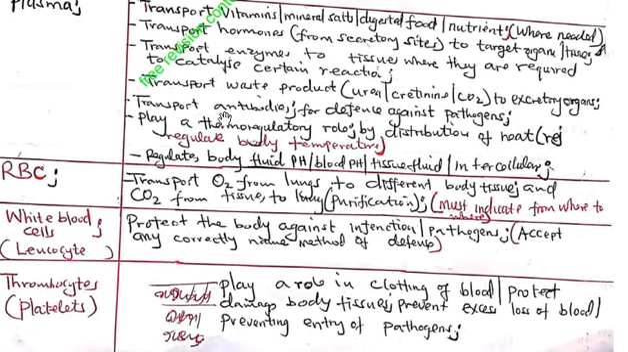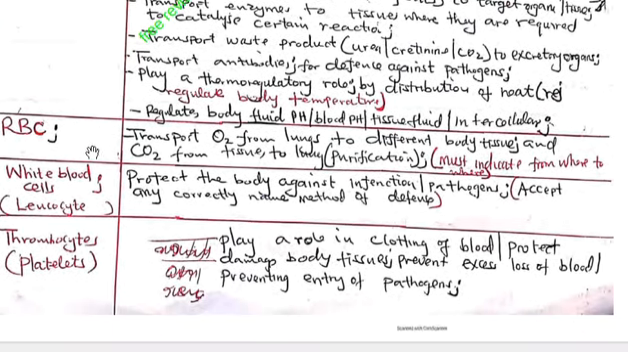They also transport waste products, e.g. urea, creatinine, carbon dioxide to excretory organs. Then also transport antibodies for defense against pathogens. Then they play a thermoregulatory role by distributing heat. Then regulation of body fluid pH or the tissue fluid or intercellular pH. The next component we have red blood cells or the erythrocytes, and they transport oxygen from lungs to different body tissues and carbon dioxide from tissues to lungs, and this for purification.